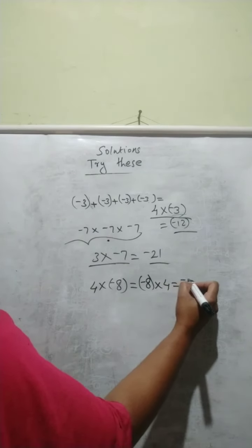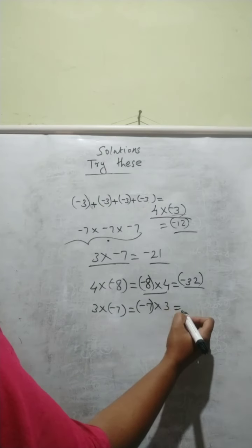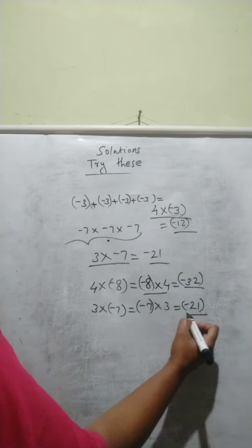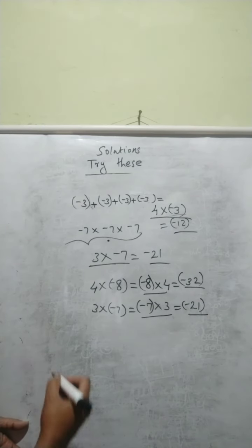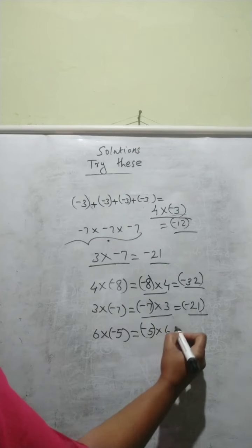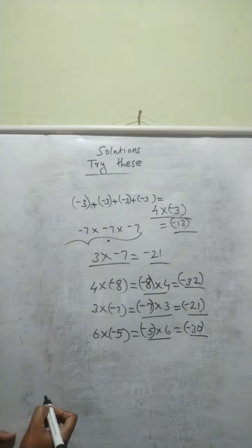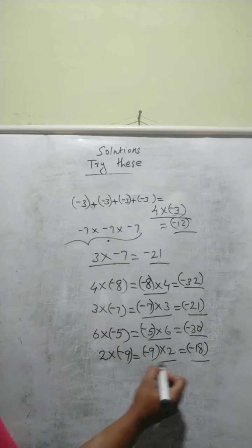Then the next question, 3 times negative 7 is equal to negative 7 times 3. We can multiply in any order. Then that is equal to negative 21. So these two are blank. Then the next question, 6 times negative 5 is equal to negative 5 times 6. That is equal to negative 30. Then the next question, 2 times negative 9 is equal to negative 9 times 2. That is equal to negative 18. So these two are blank.